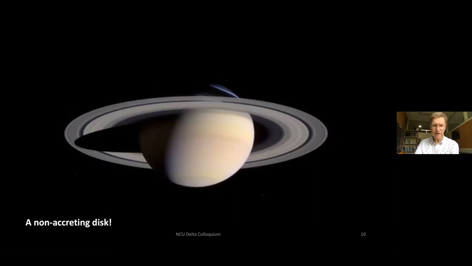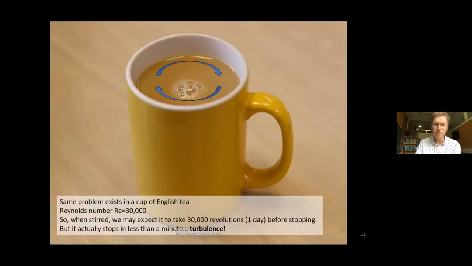So what is happening? Well, in fact, we can find the answer in our cup of English tea. The same problem actually exists in our cup of tea. If we take a cup of tea, and of course in England, I actually don't particularly like English tea, but those who do like it often put milk in it. And when they put milk in it, they stir it.